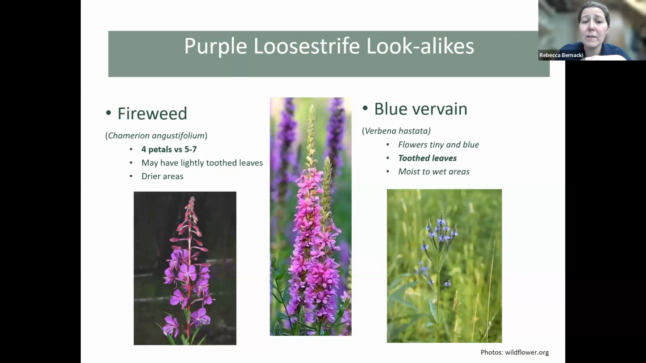Another common lookalike we see is blue vervain. Blue vervain flowers are going to be very, very tiny, and they're more of a periwinkle blue color. This plant will have toothed edges, but it will occur in the same wet areas as purple loosestrife.